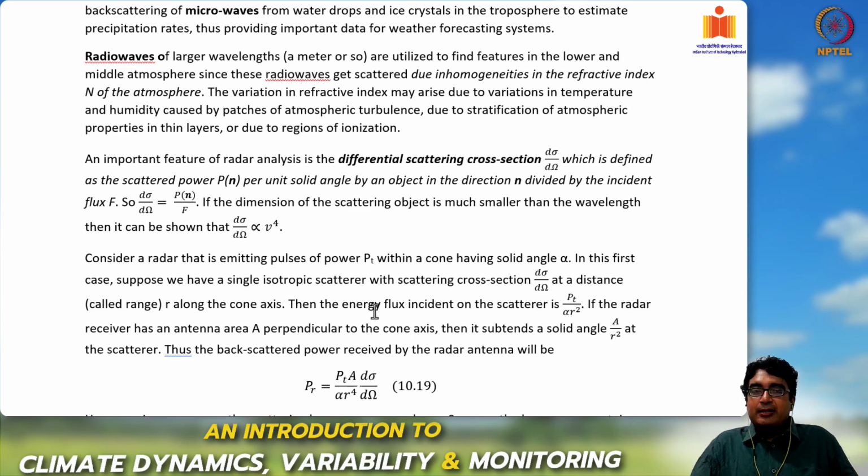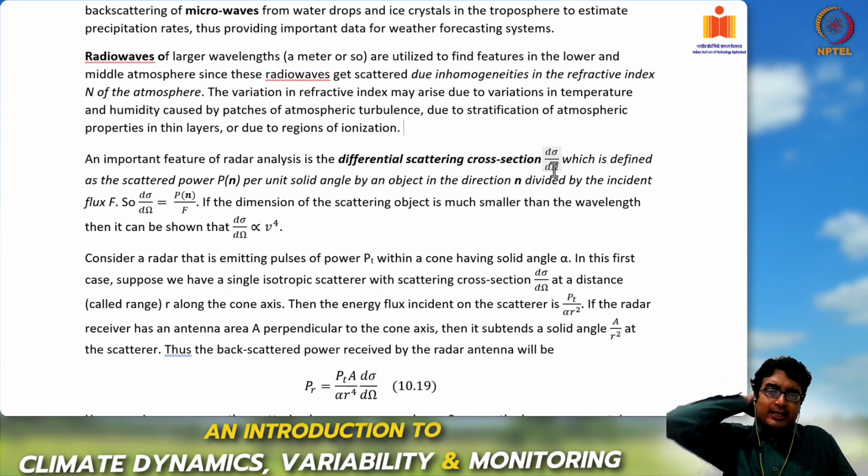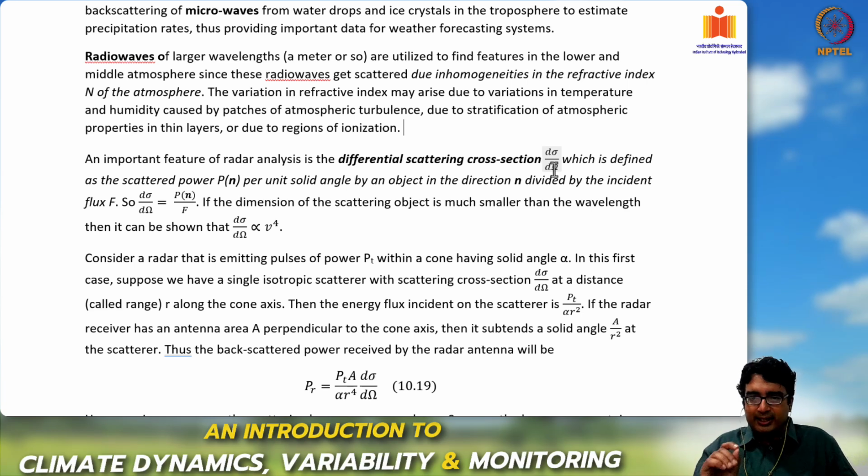In radars, an important feature is the differential scattering cross section, dσ/dΩ. While it's called dσ/dΩ, it's actually not a differential; the symbol itself is dσ/dΩ. It is defined as the scattering power P along a certain unit vector n, so it is called Pn. It is in watts per unit solid angle, scattered by an object in the direction n, divided by the incident flux F.